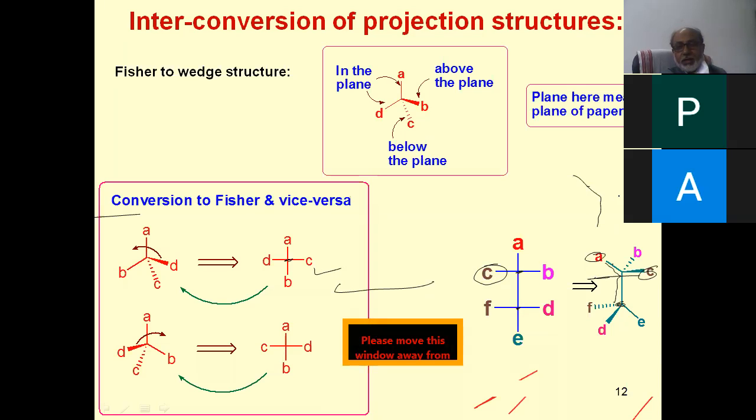Wherever the angle is, the group that comes on that side is the one which is above the plane. So C must be placed above the plane.